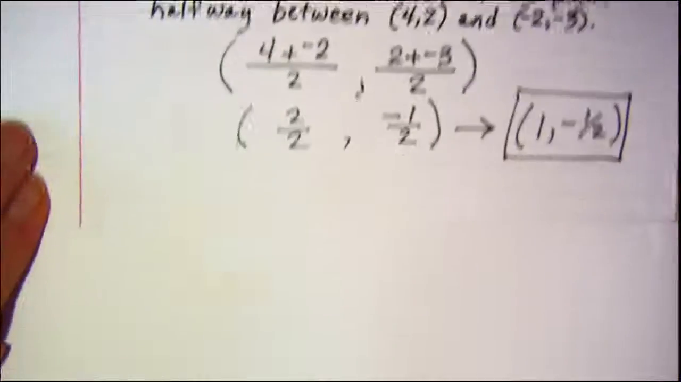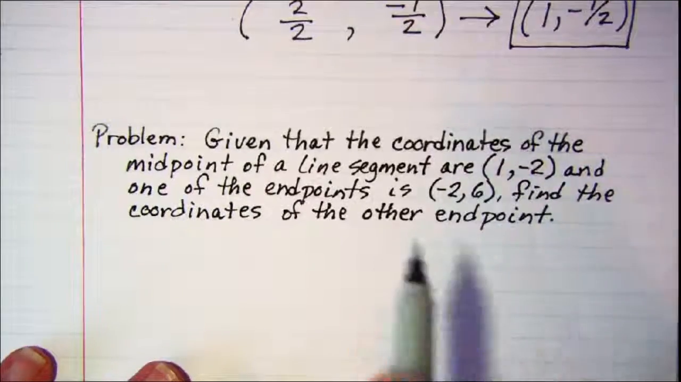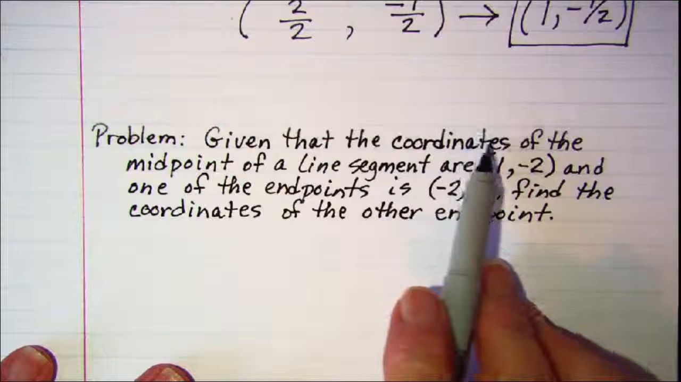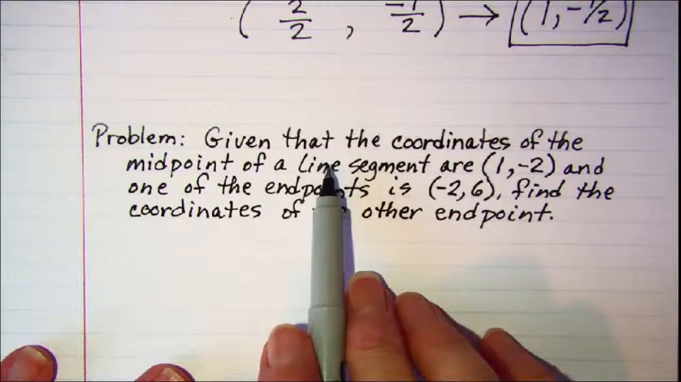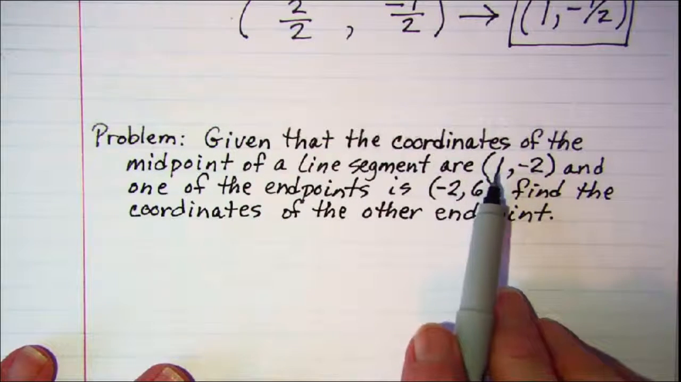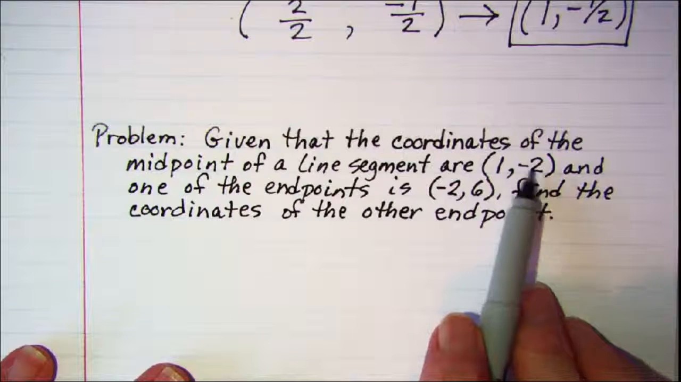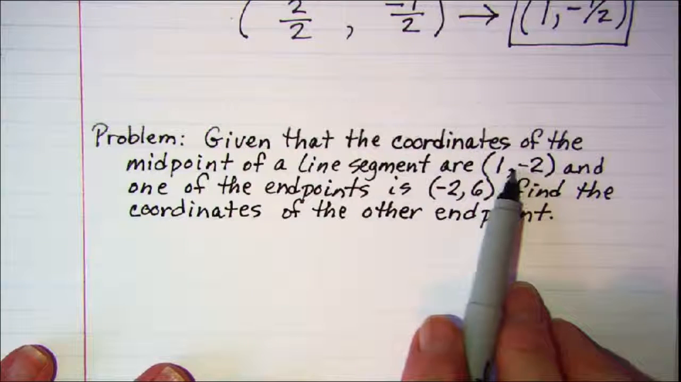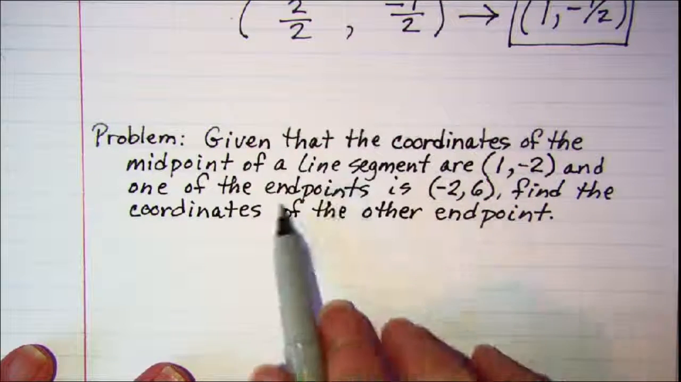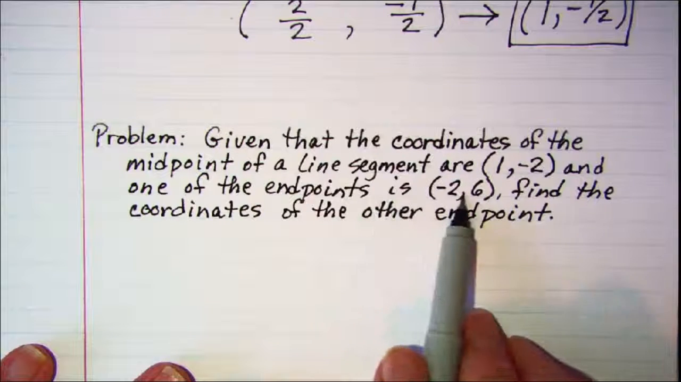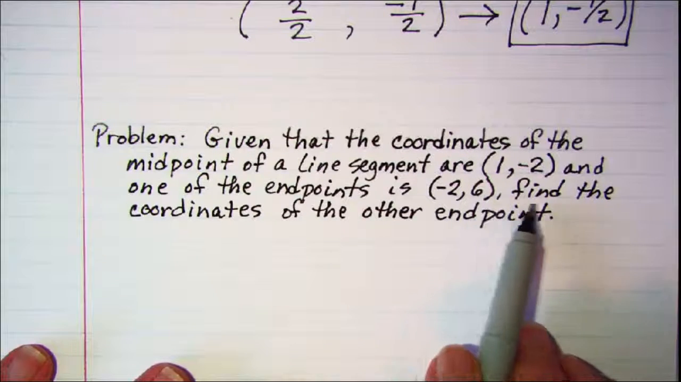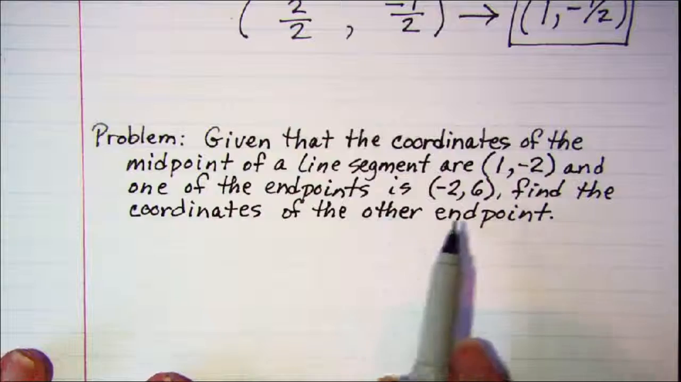Try another problem. In this problem, we're given that the coordinates of the midpoint of a line segment are 1, -2. So this time, this is our midpoint. And one of the endpoints is -2, 6. We're asked to find the coordinates of the other endpoint.